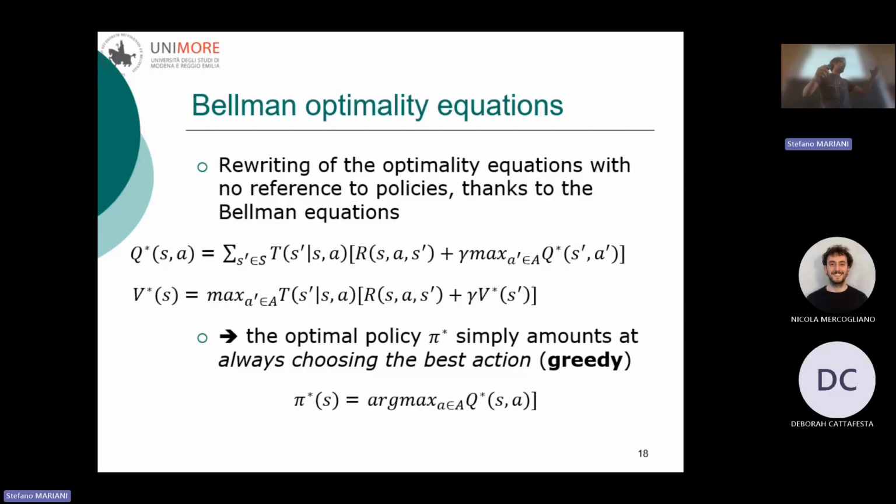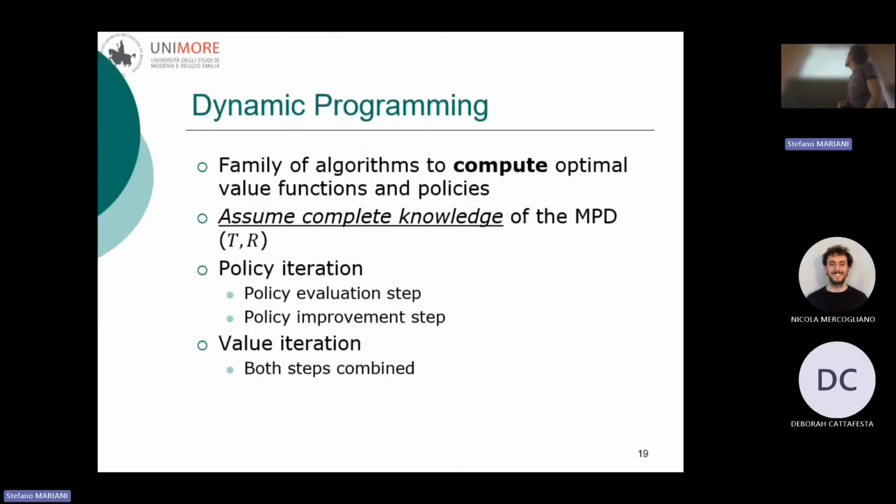I don't know how to say it better, but you can put this system of equations in MATLAB and find a solution. That's it. You don't need to simulate anything. Your agent doesn't need to learn anything. No. All the estimations are correct at the end. And this is actually dynamic programming: a family of algorithms to compute, not learn, the optimal value functions and policies.